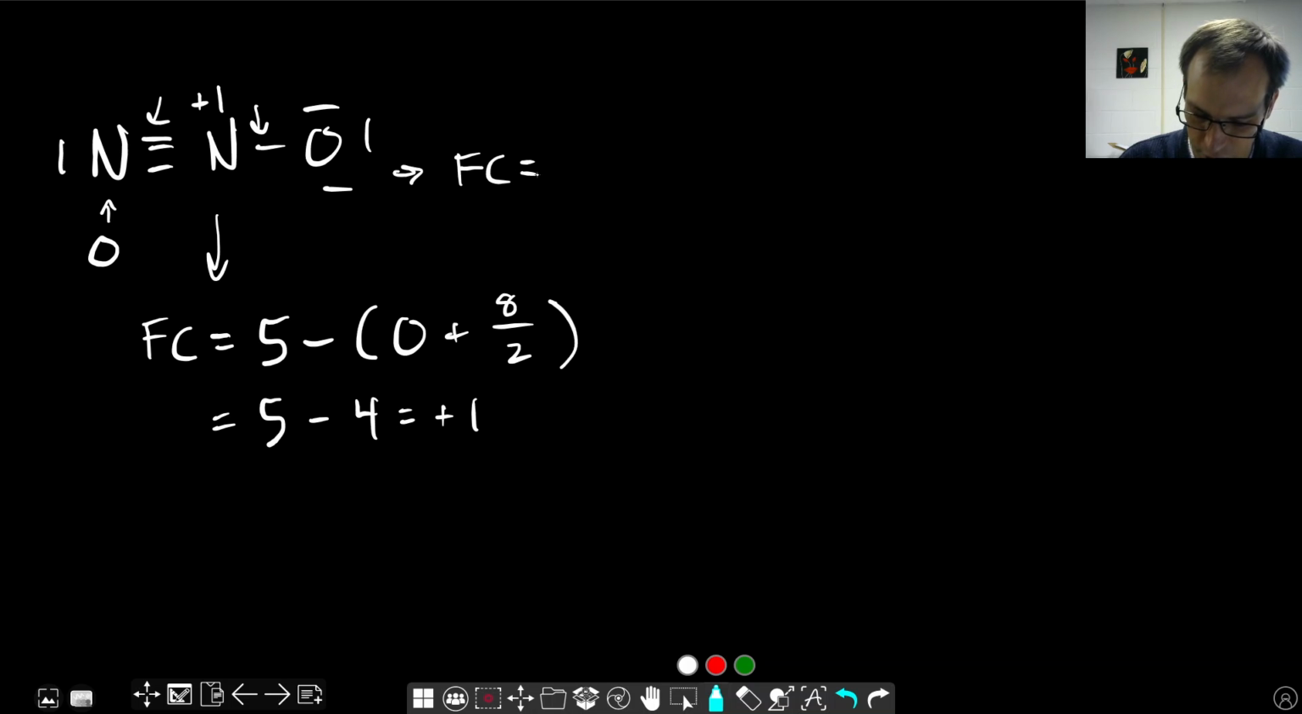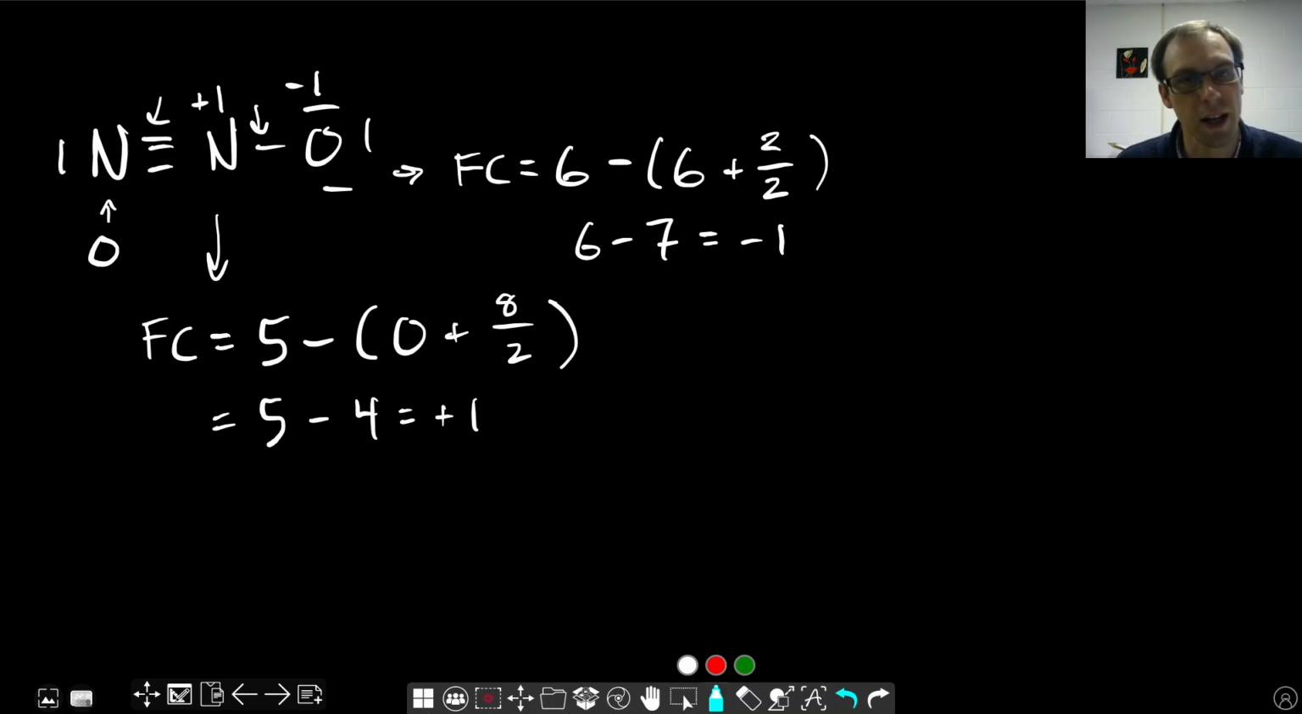Let's go ahead and repeat this for oxygen. Formal charge, okay, we start with 6 valence electrons in the free oxygen, minus we have 6 electrons in lone pairs and non-bonding electrons, so we get 6 there. And then we have 2 electrons in a bond, divide by 2, so we'll end up with 6 minus 7, which is equal to negative 1. So oxygen has a negative 1 formal charge in this particular structure.